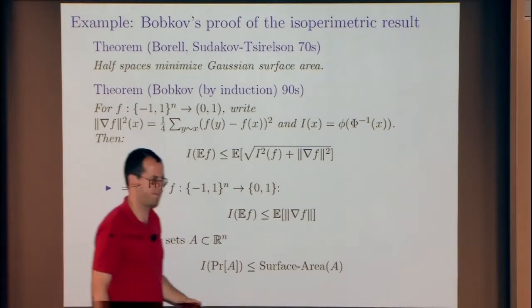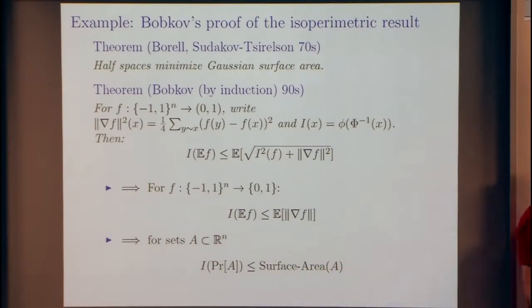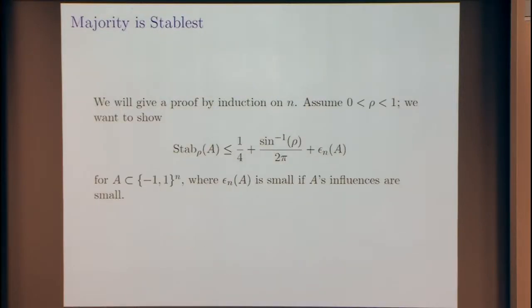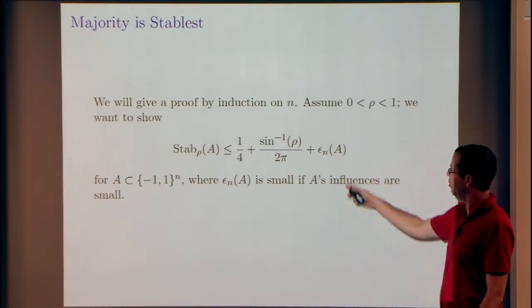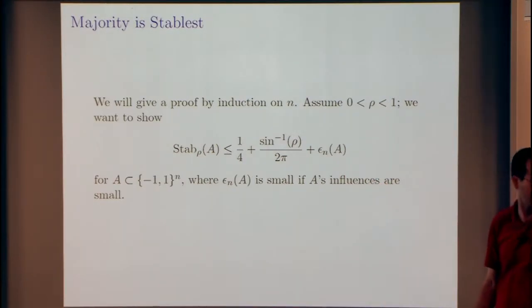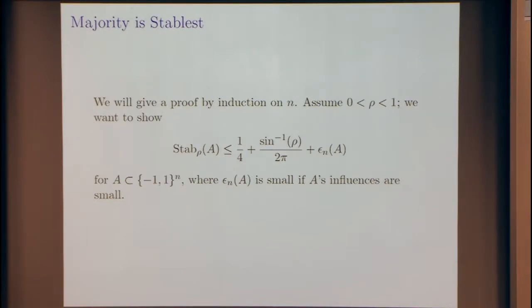Okay. Any questions so far? Okay. So we are going to try to do the same with majority is stablest. So we want to prove the following statement by induction on the dimension. We want to show that if A is a subset of 0,1 to the n or minus 1,1 to the n, then the noise stability of A is bounded by this Sheppard function plus an error where the error is small if the influences are small. So that's what we want to do. That's what we want to prove by induction.